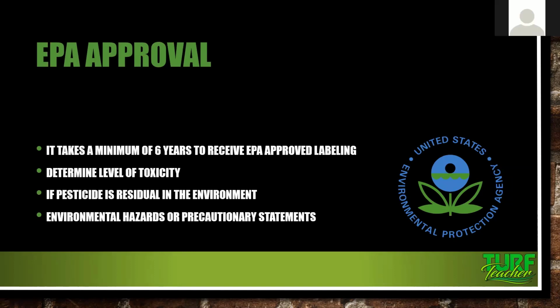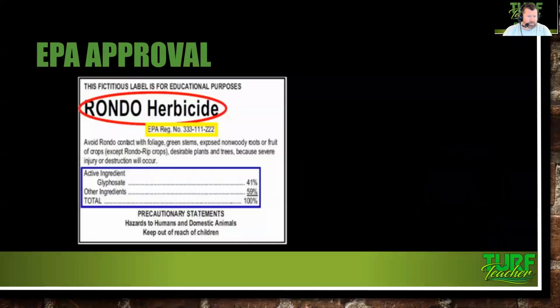But the EPA, they are going to have to determine the level of toxicity. They are going to test the residual that is left in the environment. A lot of pesticides become restricted use pesticides just because of their residual activity. And then they'll look at the environmental hazards, and then they'll add the precautionary statements to each pesticide. So it is a lengthy process for these companies to come up with their pesticides.